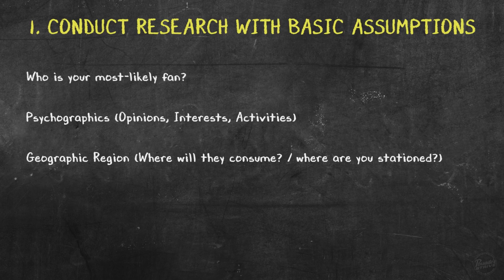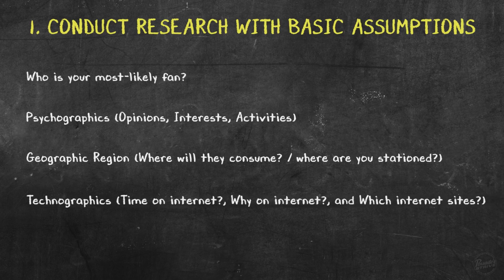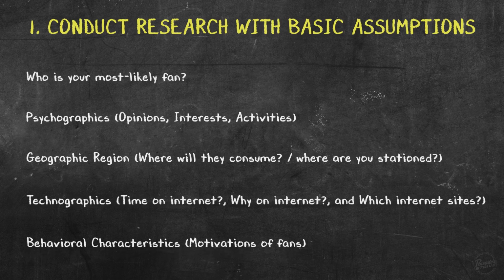Then you have to think about things called technographics. Technographics is really a new segmentation dimension that deals with the amount of time that they're on the internet, why they're on the internet, and which internet sites they're on. And again, all of these things can provide clues about how you're going to reach and market to your audience. And then there's also what's called behavioral characteristics. You want to ask, what is it that motivates your fans to come to your shows or to buy your records? What is it that they actually want or expect to get?